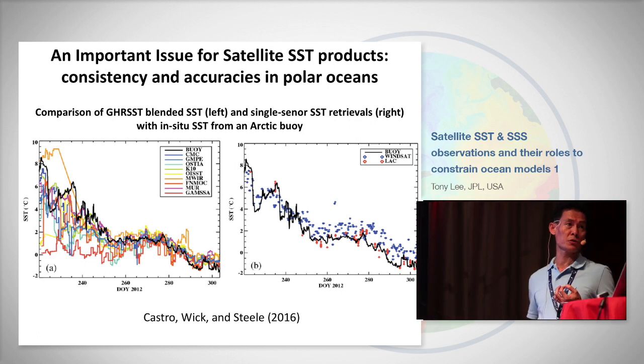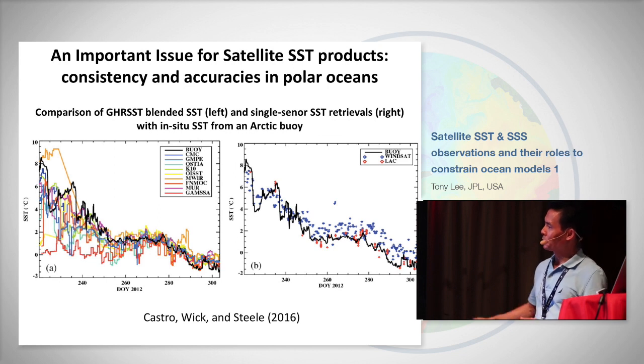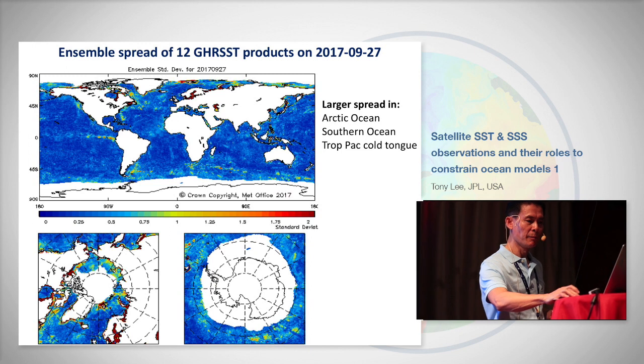On the right-hand side is a comparison with single sensor retrievals. The blue is based on WindSat SST, and the red is, I believe, from MODIS. I think this is a NAVOCEAN retrieval. You still see large differences between the two, although the red, which is based on MODIS, tends to be less biased compared to the WindSat SST.